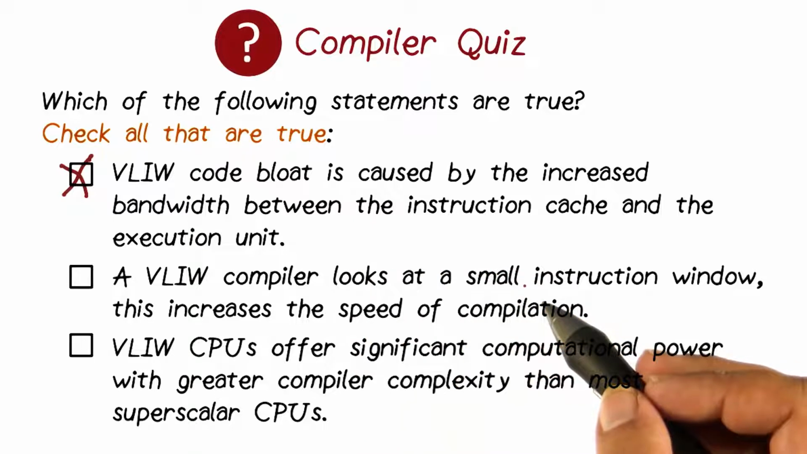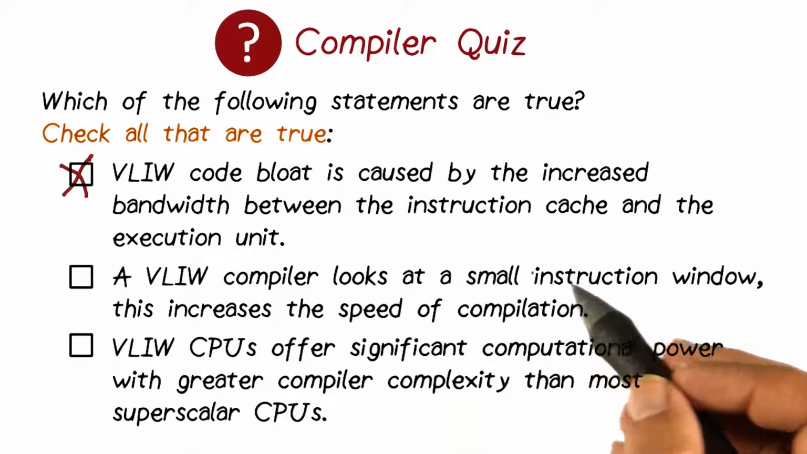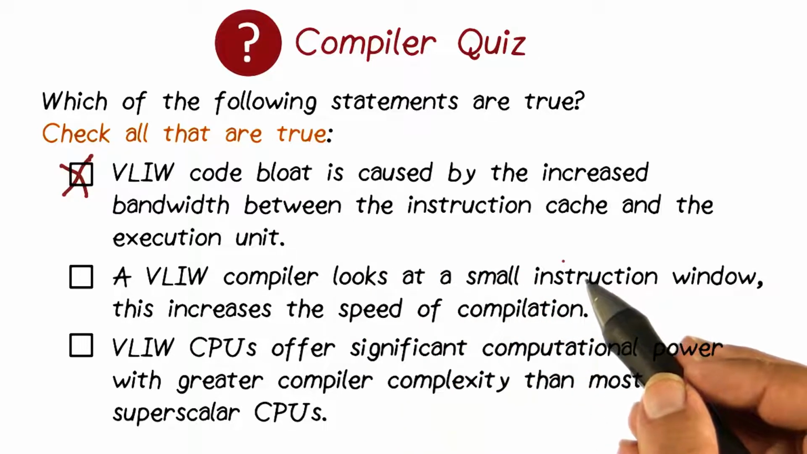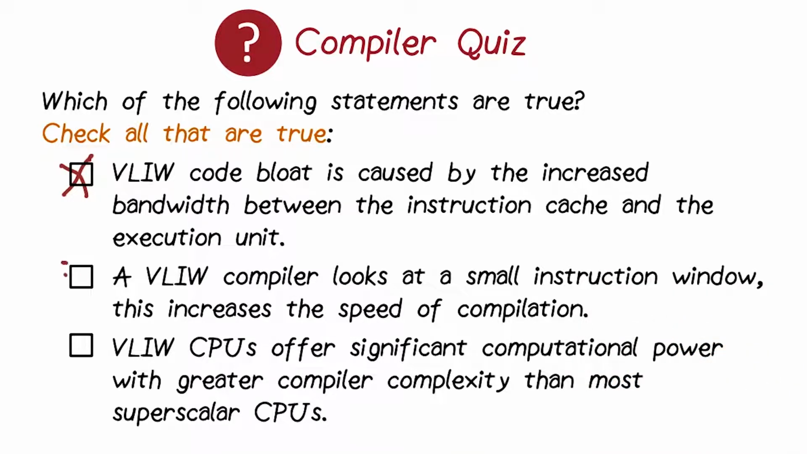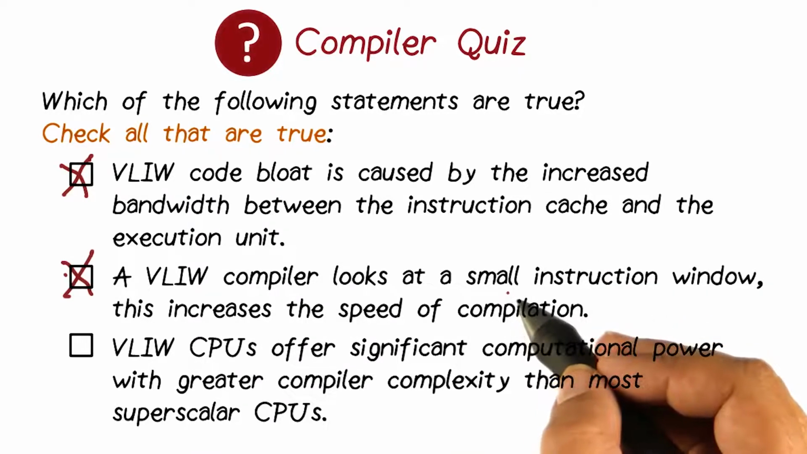The second question is whether a VLIW compiler looks at a small instruction window to increase the speed of compilation. And the answer is again false. Speed of compilation is not really a major issue, and a VLIW compiler must look at large windows to be able to find the maximum ILP.